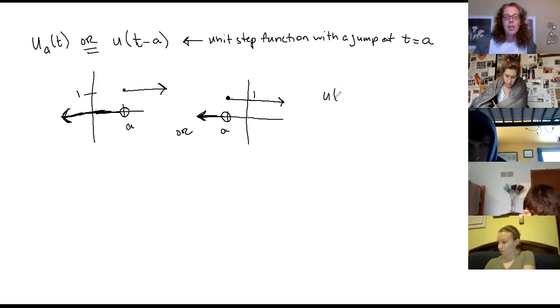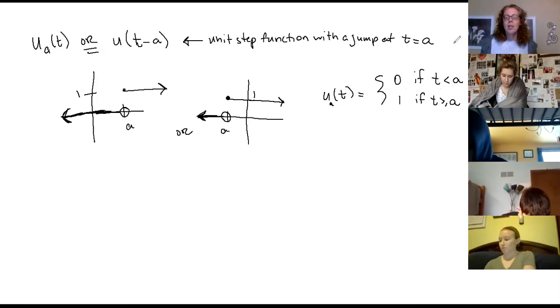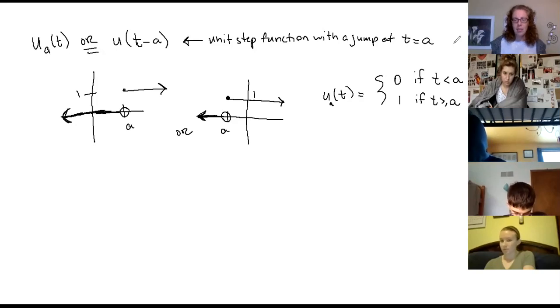The unit step function sub a is still a piecewise function. So it's going to be 0 if t is less than a, and 1 if t is bigger than or equal to a. So it's the total same function as what we just had, except that my jump happens at a instead of at 0. We're just making it more general. That's the only difference for this.